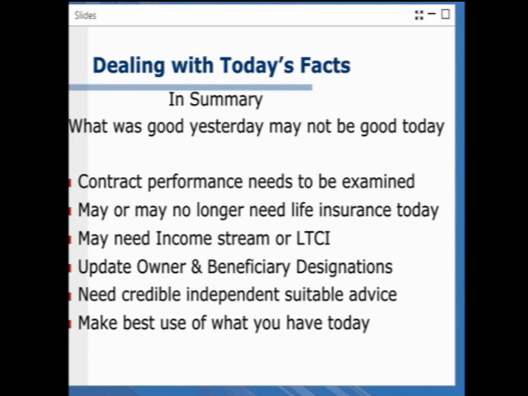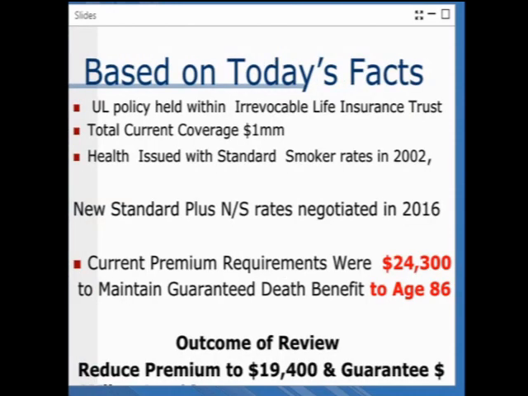And what happens when you actually align somebody's life insurance based on today's facts? Well, here's a situation. An individual purchased a policy back in 2002. And in 2016, we found out that that individual was no longer a smoker. When we did that, we were able to take a $24,300 premium, which was only guaranteed to age 86, and extend that to age 95, and at the same time reduce the premium to $19,400, just by asking the question.